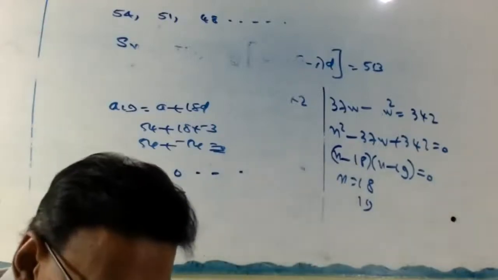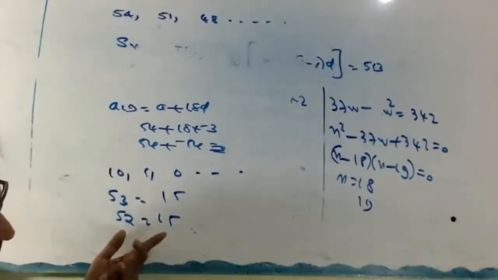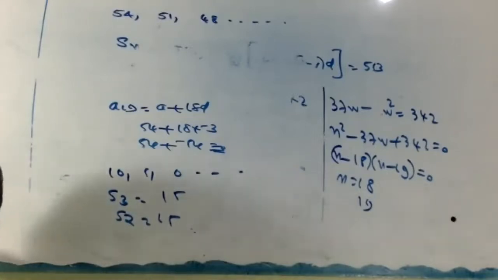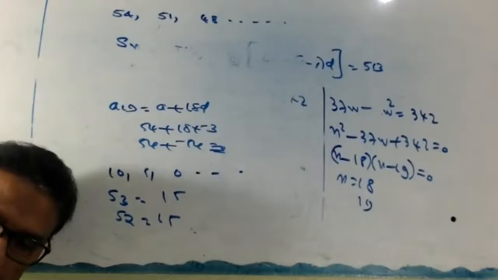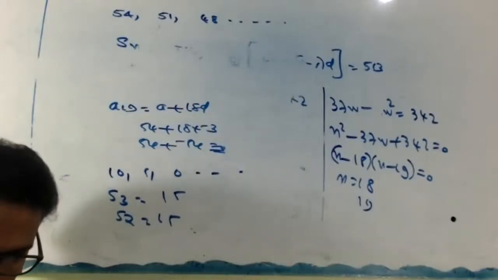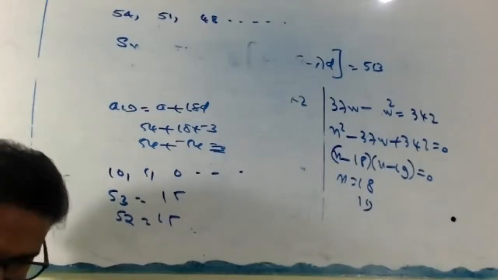Okay, but it's not necessary that it's always like that. The next term being 0 is not always the case. Sometimes something different comes. So now this one is clear. Try the next question.